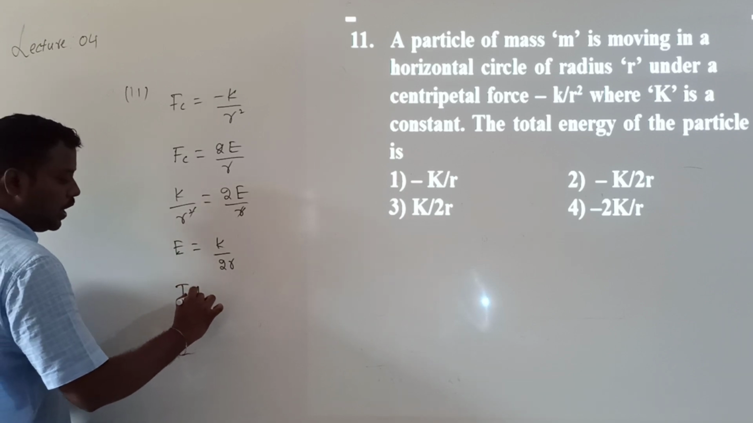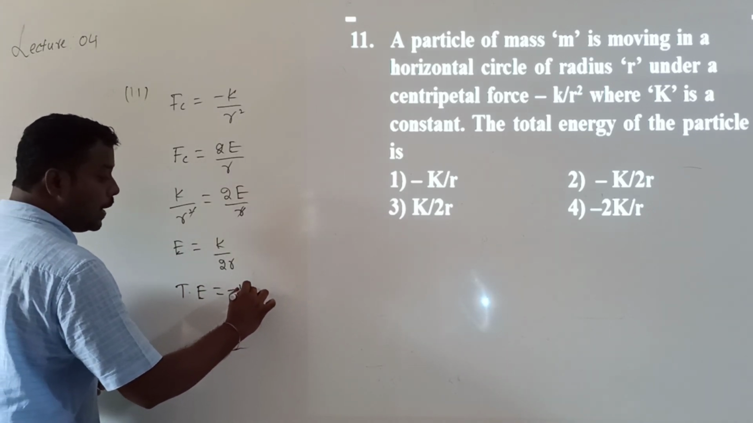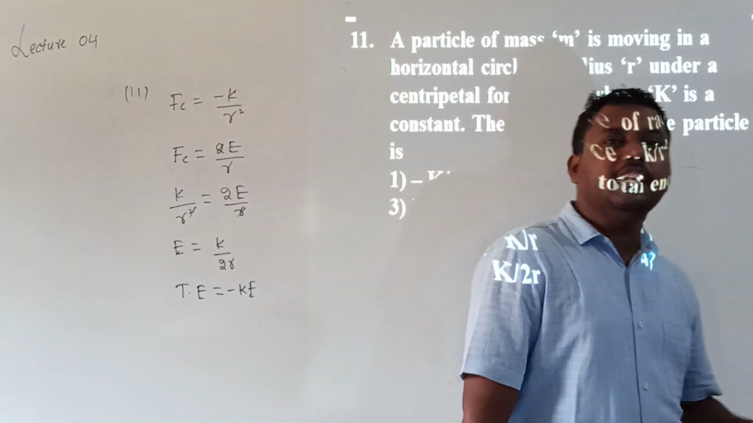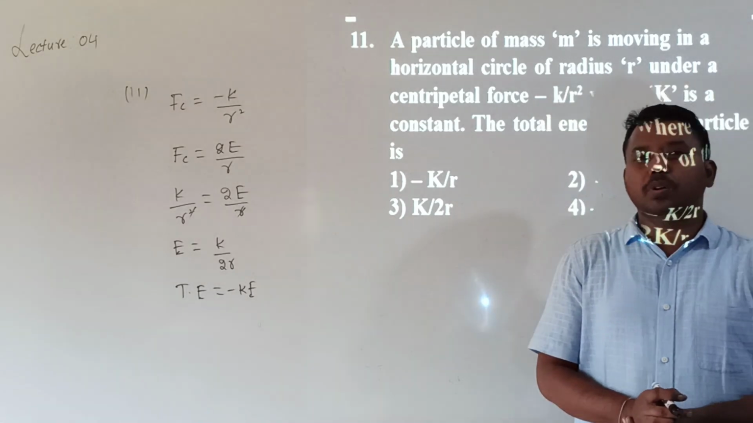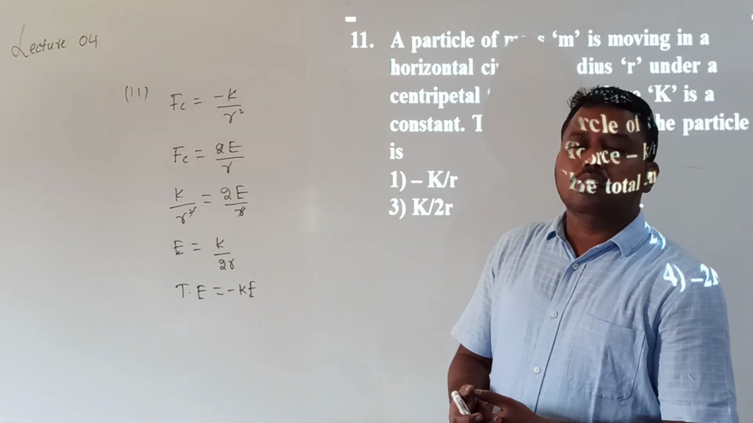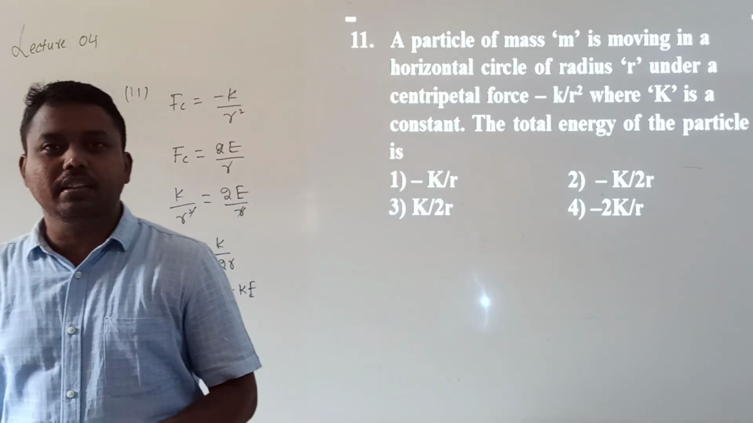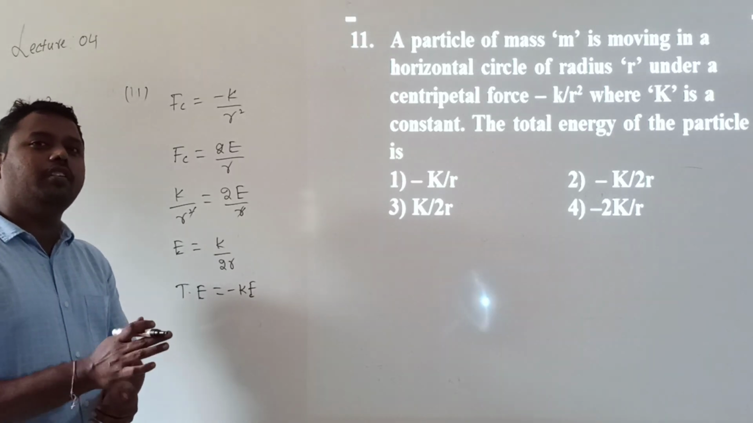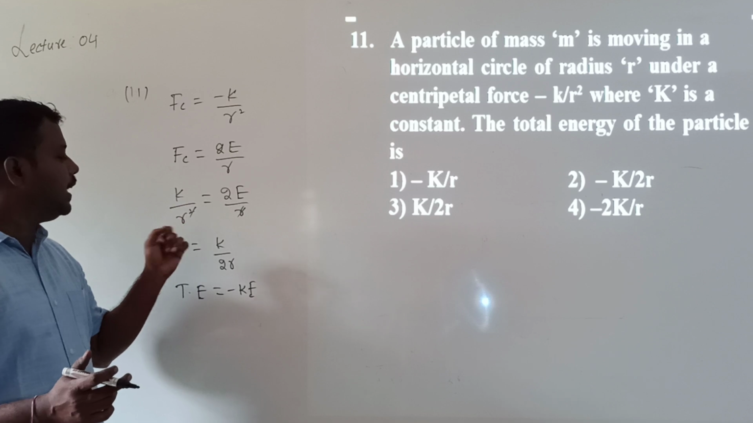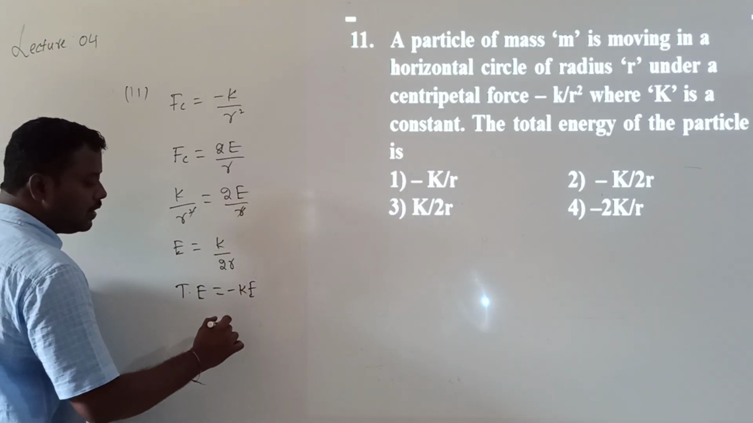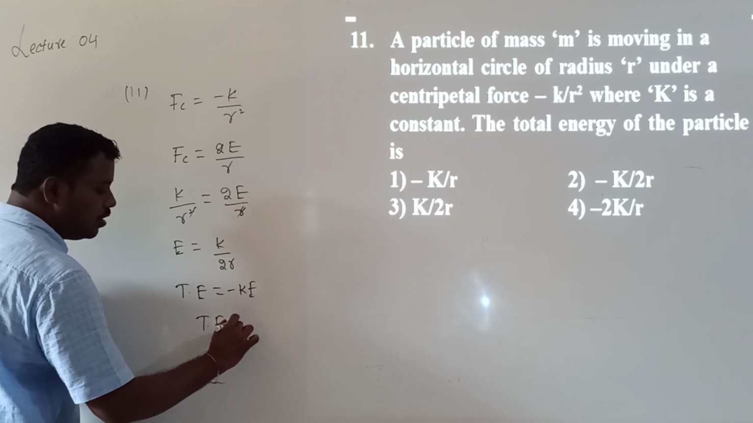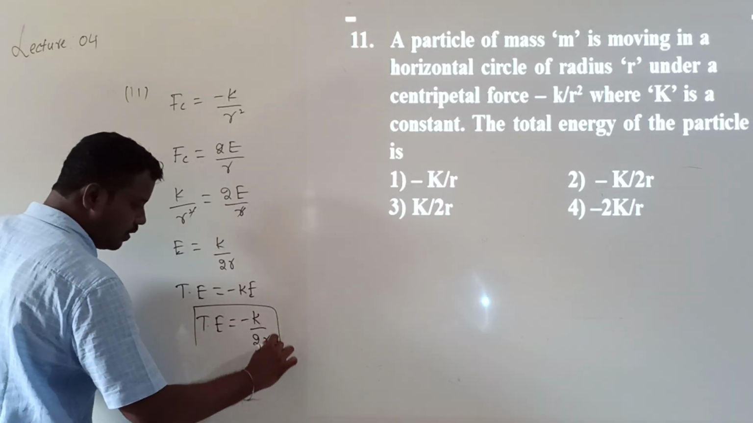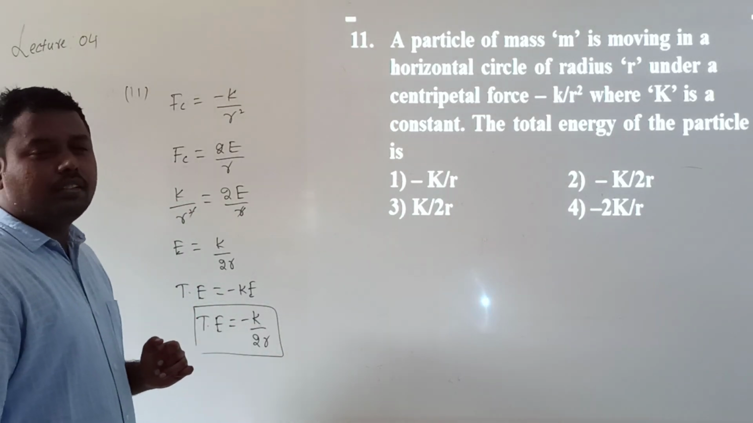I want to calculate the total energy. Total energy is equal to minus of kinetic energy. This relationship you will come to know, the relation between the kinetic energy, total energy and potential energy. Actually in chemistry also you will get it in the atoms chapter. So kinetic energy will be minus of total energy. But remember, kinetic energy is a scalar quantity and will always be positive, so there is no need of taking a minus sign here. So total energy is equal to minus of kinetic energy, then total energy is equal to minus K divided by 2R. Understood?